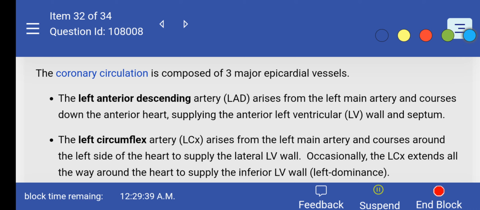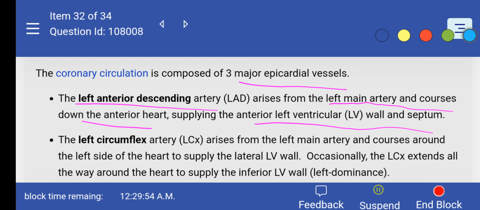So the coronary circulation is composed of three major epicardial vessels. LAD, the left anterior descending artery, arises from the left main coronary artery and courses down the anterior heart. Okay, it supplies the anterior left ventricular wall and septum. Then we have the left circumflex that would supply the lateral wall of the left ventricle, right?